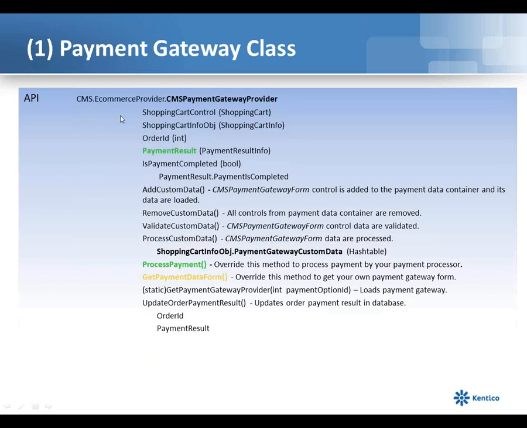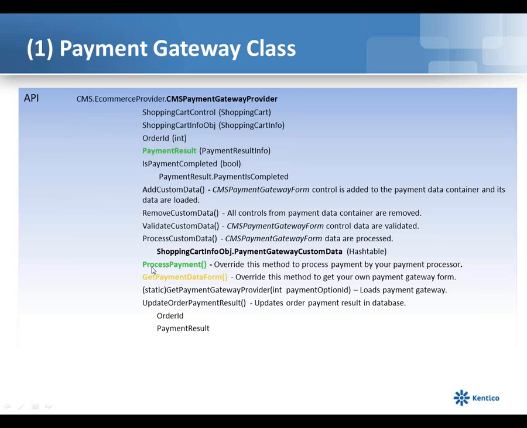All right, so first of all, payment gateway class. That's the core of our implementation. So what we need to do in Kentico is create a new class and inherit from a special class, which is called CMS Payment Gateway Provider. Once done, we have actually several options what we can do with this class. We can actually extend it as well, but I marked some parts here with the green color. So these are the most important ones for us.